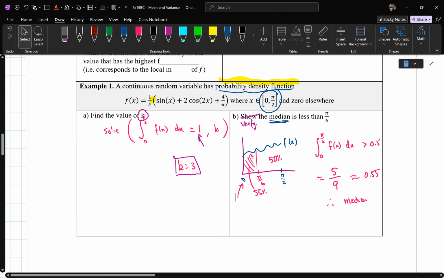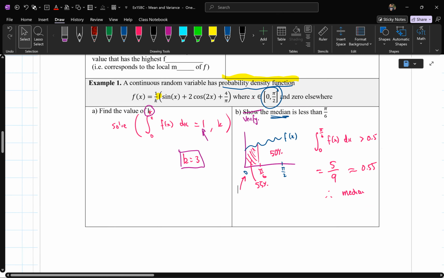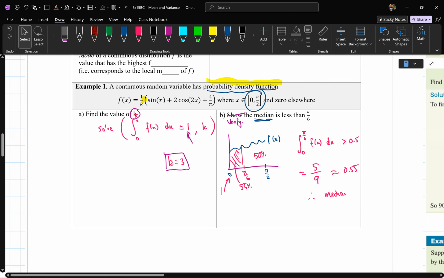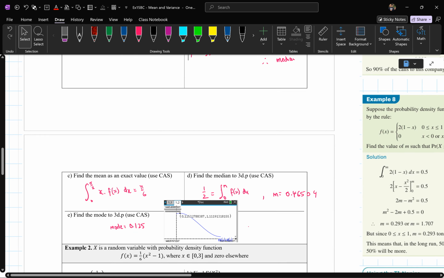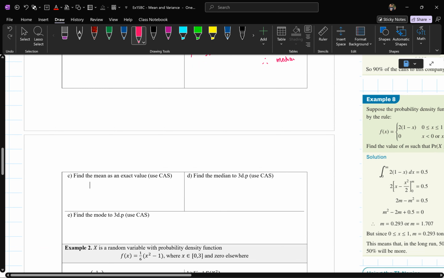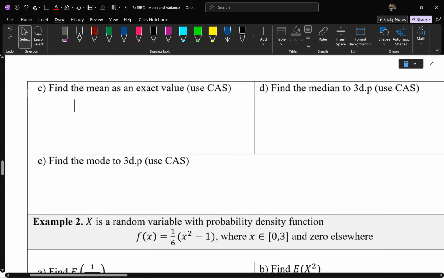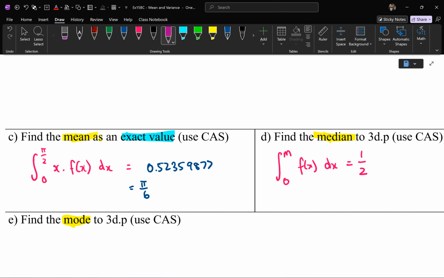Flip over the page. If you've got your calculators, can you define the function? Because I want you to answer the next 3. I'm going to delete the answers. Here we go. Let's pause the video. So now you just need to solve it.